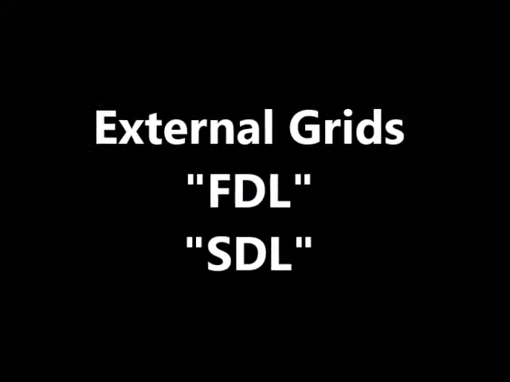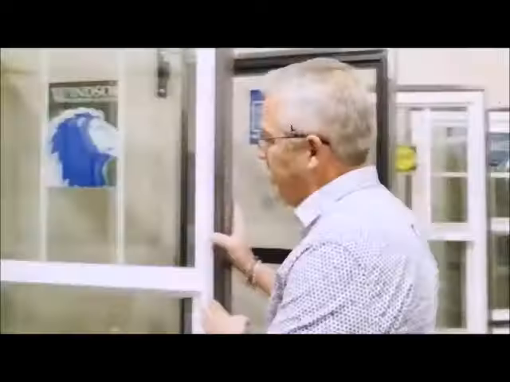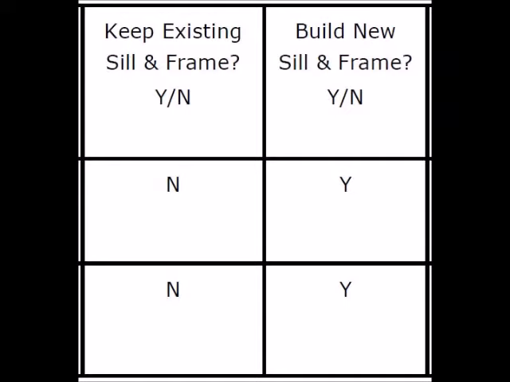Now you'll need to indicate whether any external grids are proposed. External grids protrude from the face of the glass and can be felt when you run your fingers over them. Internal grids, where the grids are between the glass, are not allowed when visible from the street. The next columns ask whether any existing sill frame will be maintained or rebuilt. For older homes requiring block frame windows, the answer needs to be yes in one of these columns.